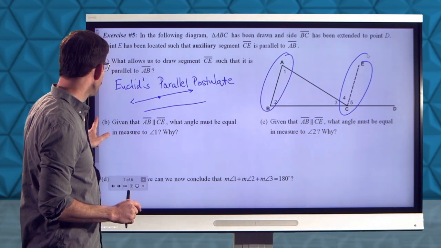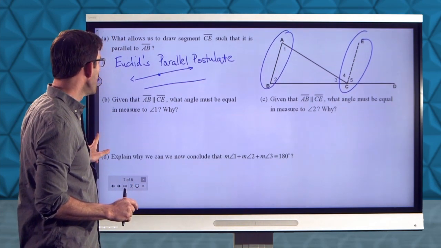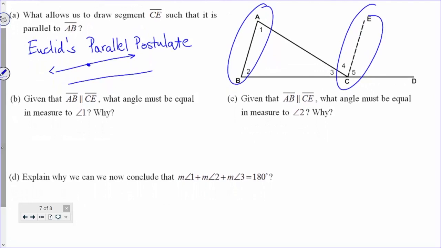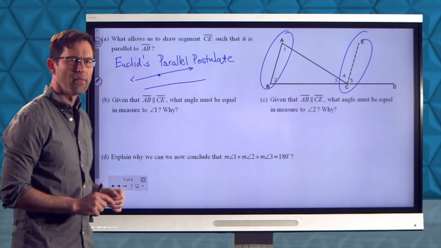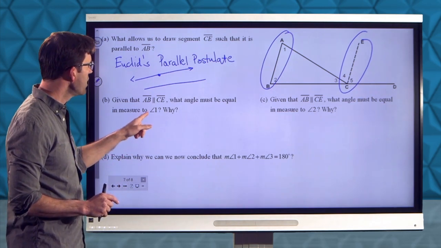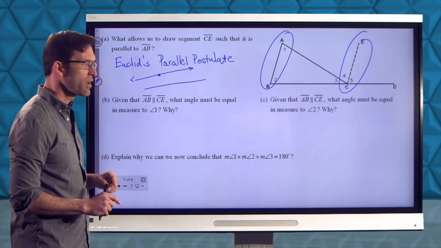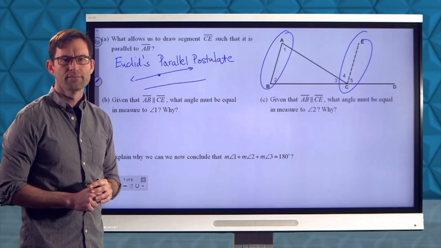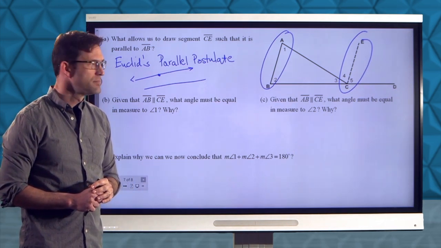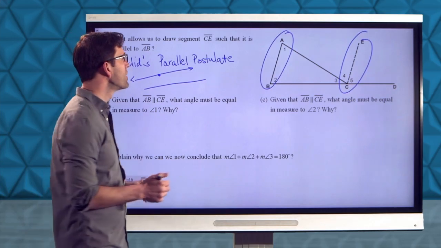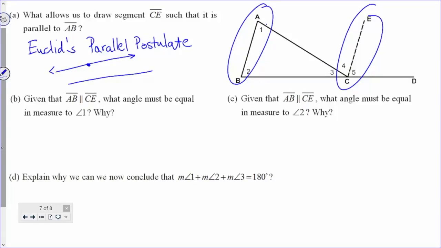Now, letter B, I'll move this up a little bit, says given that AB is parallel to CE, what angle must be equal to the measure of angle 1, and why? So think about this for a minute. What angle has to be equal to the measure of angle 1, and why? Well, I'm hoping that you said that it's got to be angle 4.